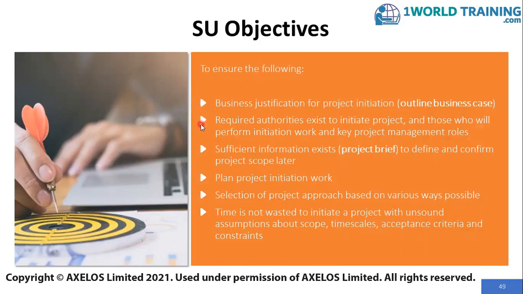The SU process also ensures that the required authorities exist to initiate the project and those who will perform initiation work and key project management roles. For example, it will be essential to appoint a project executive, the senior user, maybe a senior supplier, project manager, change authority, project assurance, project support. It is okay if some of them are not appointed because it may take more time to appoint these people.